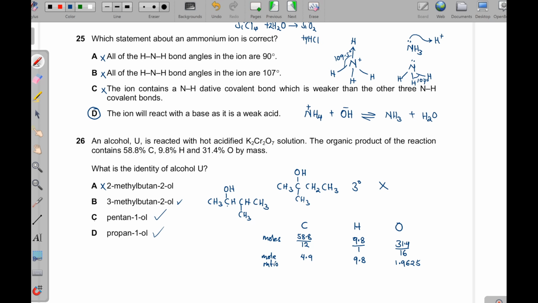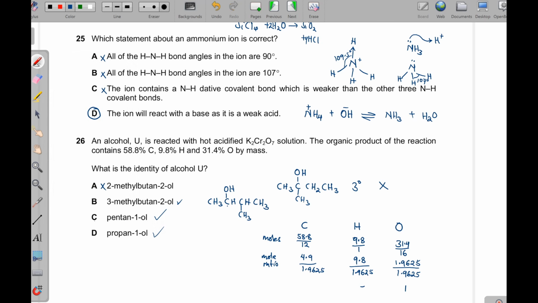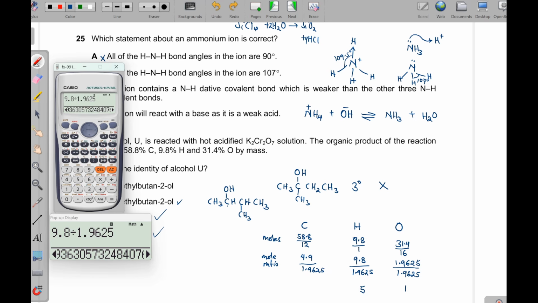So we divide all through by the smallest, which is 1.9625. Also here we do the same. Definitely here it also has to be the same. So here we get 1. How about here? 9.8 divided by 1.9625. So there we are getting 4.99. That is like 5. How about here? I'll just come back to this one and change this to 4.9. So this one is 2.5.